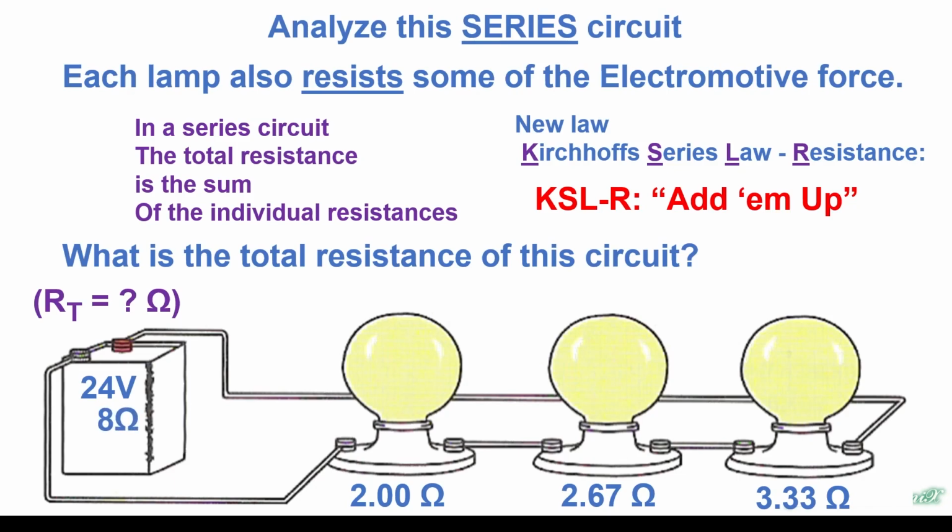Okay, so you got these laws. Looks like I added them up already. Hopefully you did already in your head. 3.33 ohms plus 2.67 ohms plus 2 ohms is 8 ohms.